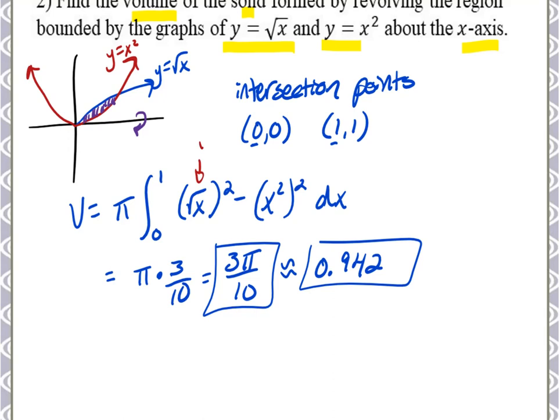Now, if you were doing this in your calculator, what you could do is call this first function y1. You type that into y1, the square root of x, and then in y2, just type in the x squared. Remember, don't square the functions when you're typing them into y1, y2. Type them in the way that they're given in the question.